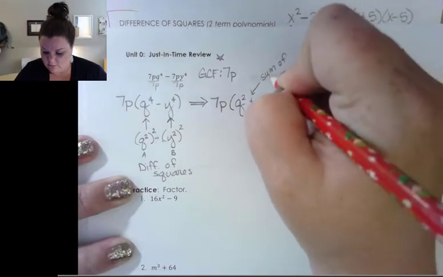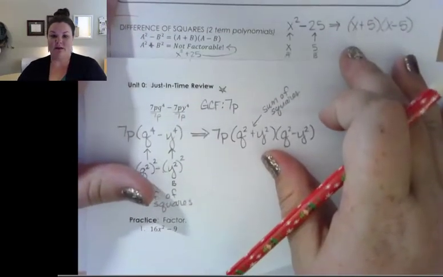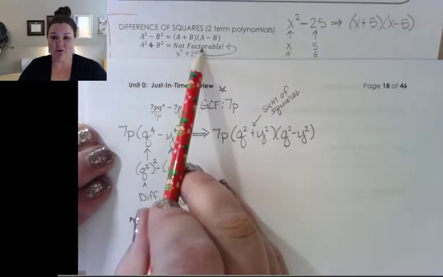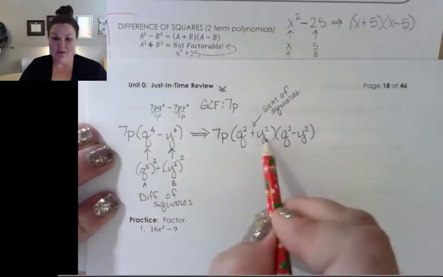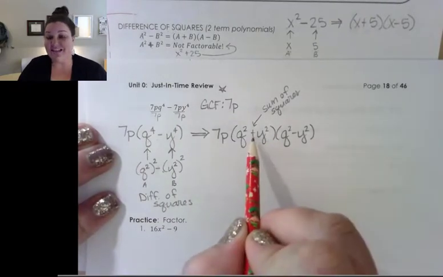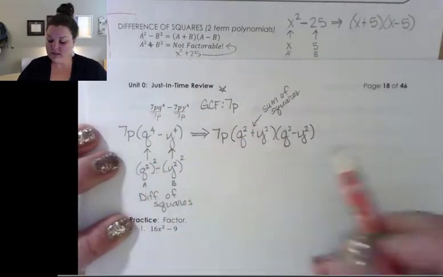Sum of squares. And remember, if we pull down our formulas here, a sum of squares is not factorable. So this one I can't go any further with, even though they're perfect squares, because it's a sum, it is not further factorable. Okay, so let's look at this one.